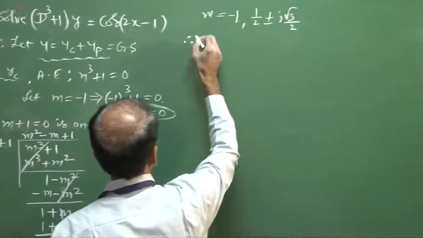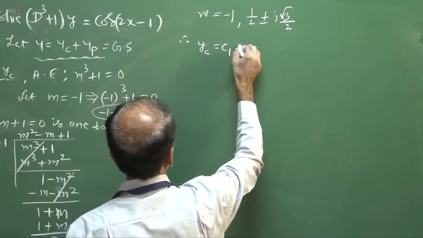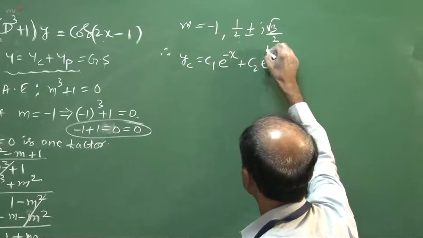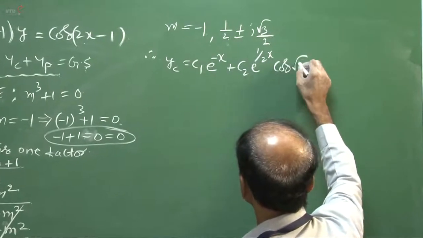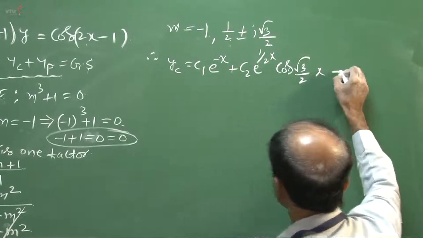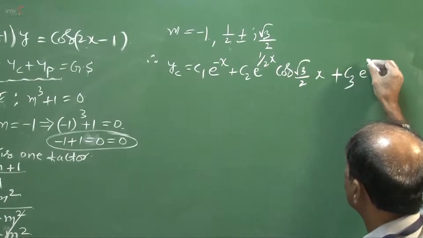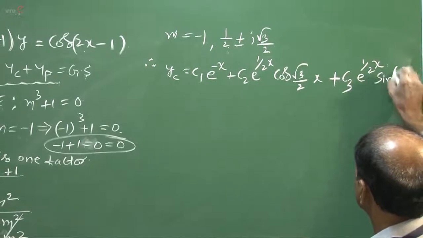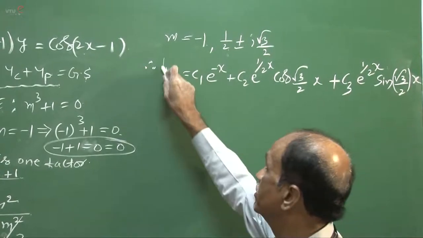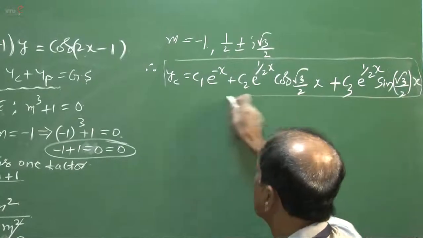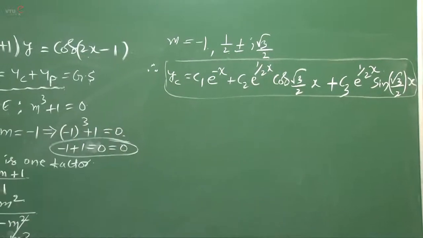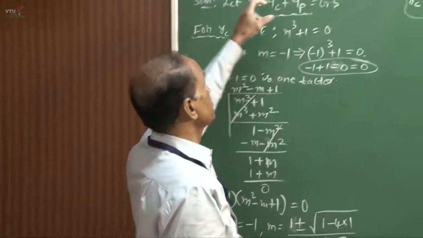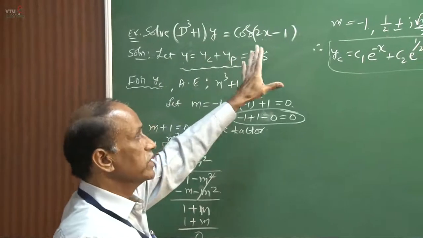Therefore, the complementary function yc is equal to c1 e to the power minus x plus e to the power half x into c2 cos of root 3 by 2 x, plus c3 e to the power half x sine of root 3 by 2 x. This is the complementary function, the solution which represents the LHS of the given problem. The LHS of the given problem is D cube plus 1 operating on y is equal to something.